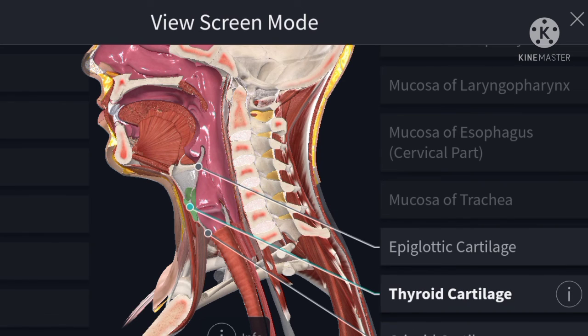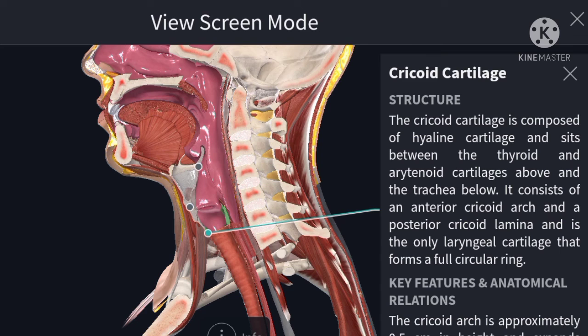Now we will see the cricoid cartilage. Cricoid cartilage is composed of hyaline cartilage and sits between the thyroid and arytenoid cartilages above and the trachea below, and it is composed of the anterior cricoid arch and posterior cricoid lamina, and is the only laryngeal cartilage that forms a full circular ring.